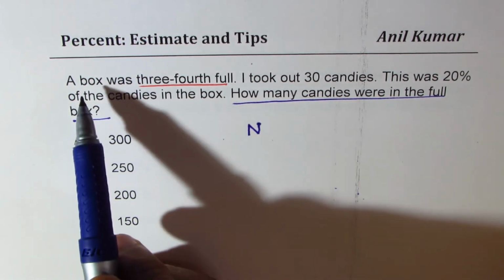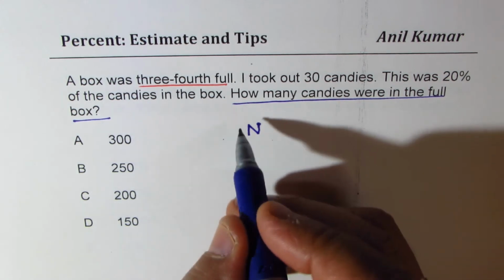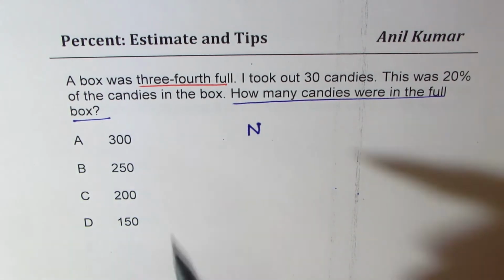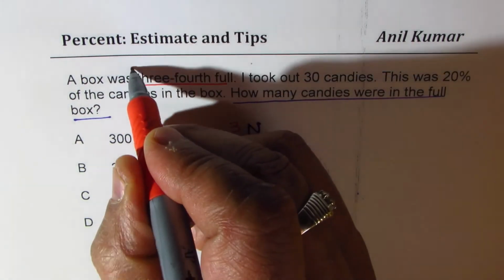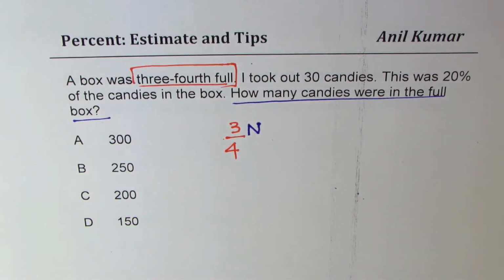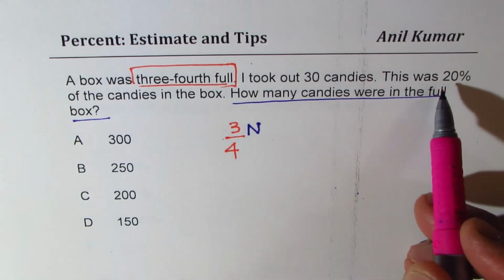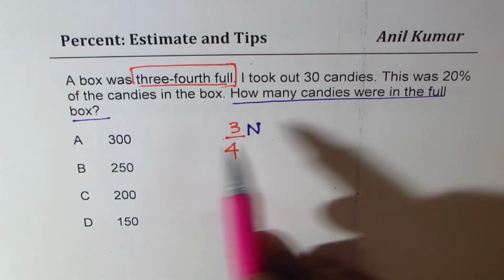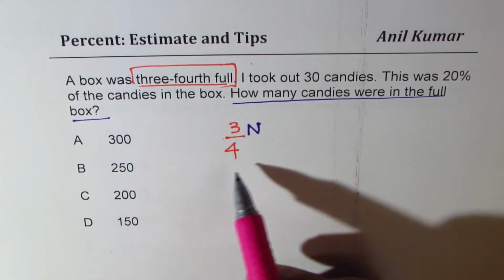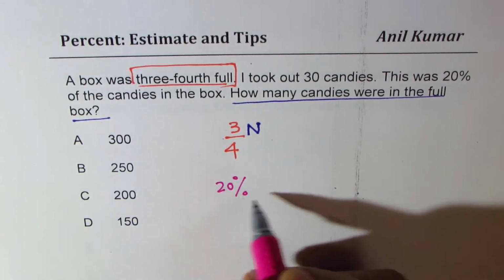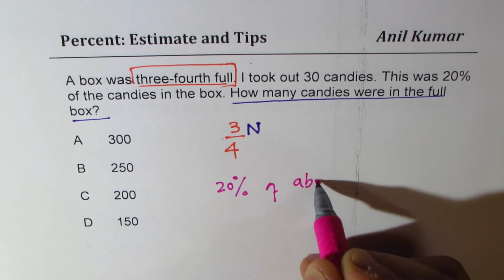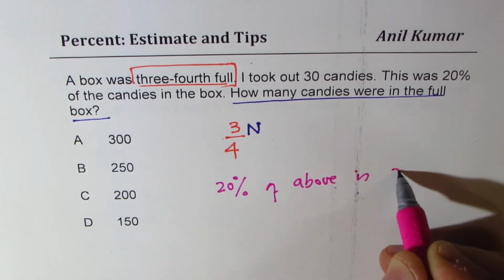Now the box is 3/4 full. So let's take 3/4 of this number. This is the first thing, right? So we have taken care of 3/4. The box was 3/4 full. I took out 30 candies. This was, so 30 is 20% of these candies. Do you see? So what we are saying is 20% of the above is 30.